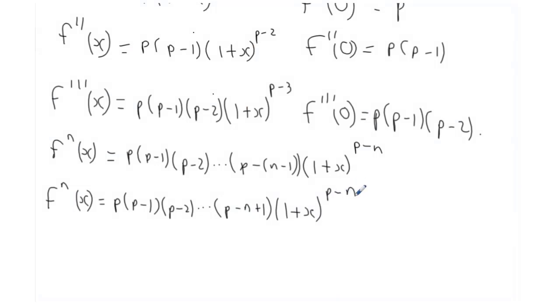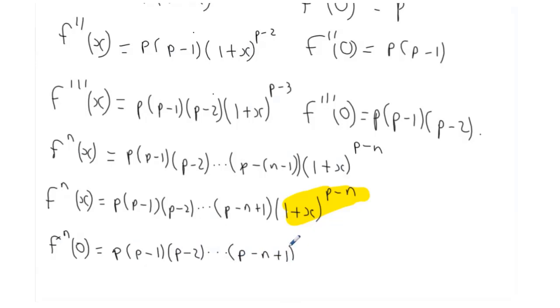Right, so if we evaluate this at 0, the nth derivative at 0, which we are going to need for our expansion, just think about how everything else went. This final bit, the 1 plus x to the p minus n, is just going to be 1. So that is just going to leave you p minus 1, p minus 2, dot, dot, dot, up to p minus n plus 1. So that is the nth derivative evaluated at 0.